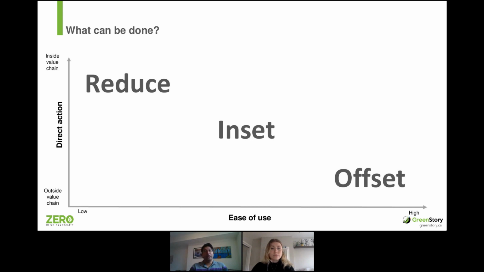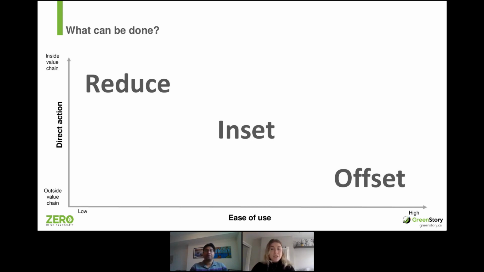The other thing which can be done is carbon insetting. In this case, you work with your current suppliers in your supply chain to implement carbon reduction projects, which will finally reduce emissions in your supply chain. So you work with your partners today. And finally, there is carbon offsetting, which is the topic for today.